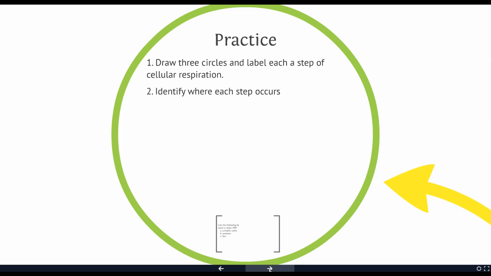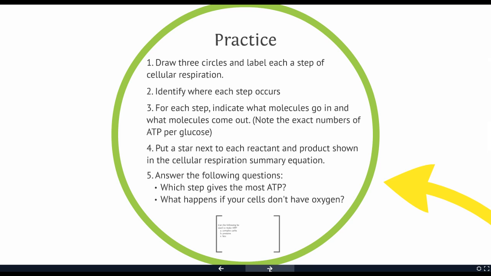Identify where each step occurs in the cell. Does it happen in the cytoplasm? Does it happen in the mitochondria? Then for each step, indicate what molecules are going in and what molecules are coming out. So what are the inputs and what are the outputs? And you want to note the exact numbers of ATP that are being produced at each step. Next, put a star next to each reactant and product shown in the cellular respiration summary equation.